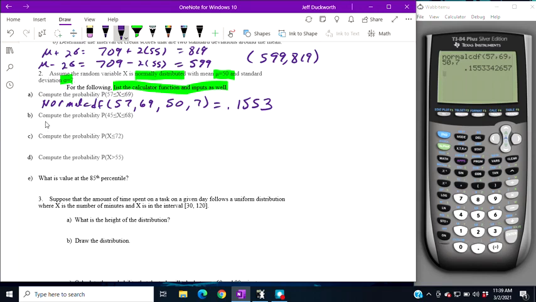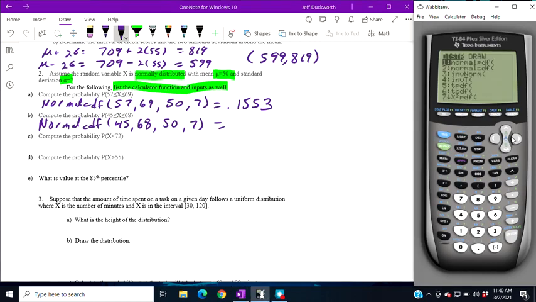B, probability between 45 and 68, very similar. So 45 is low, 68 is the high, and again 50 and 7 are our mean and standard deviation respectively. Second vars, Normalcdf, because we're looking for a probability, looking for an area. So 45, comma, 68, comma, 50, comma, and 7. And if they give you the questions where you're entering them in the display, you don't need to put the commas in there. That'll do it for you afterwards. This one is 0.7574 when rounded to 4 decimal places.